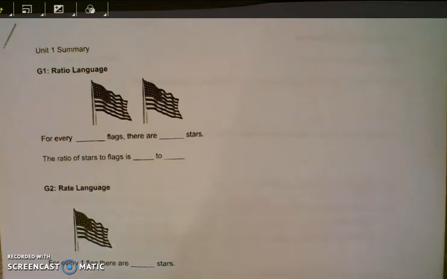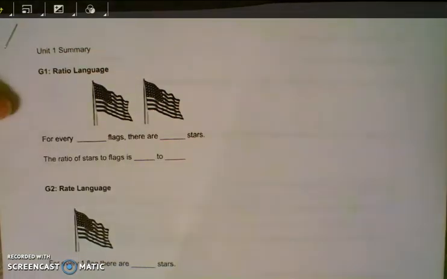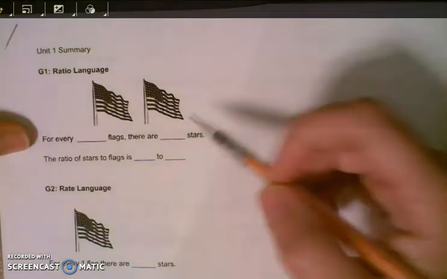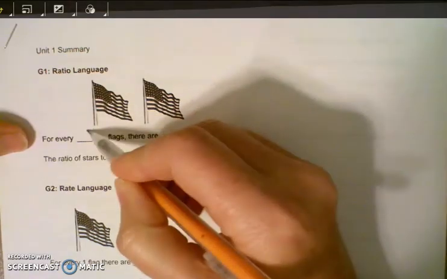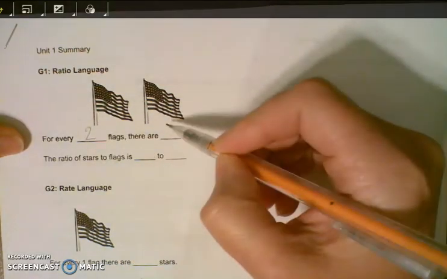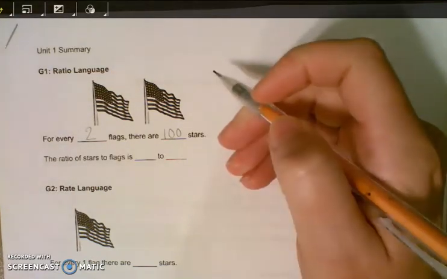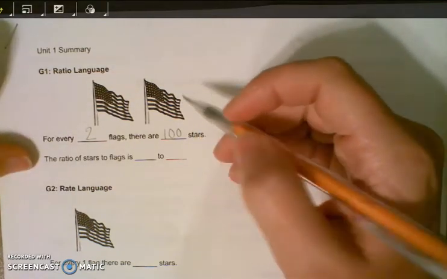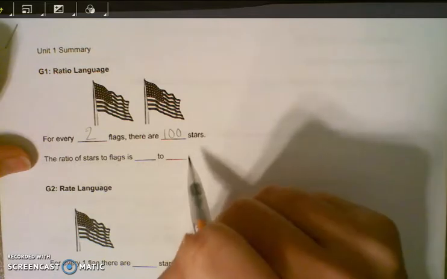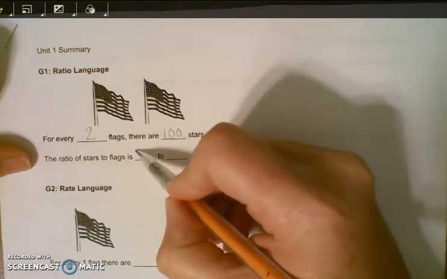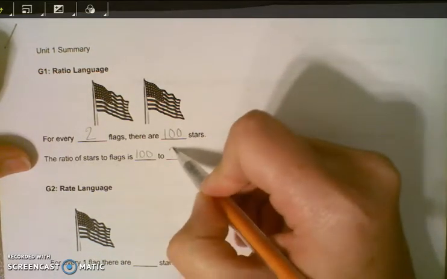It says for every blank flags, there are blank stars. So we started off working with ratio language and how to use ratio language to make a comparison. I can tell from my picture that for every 2 flags, there are 100 stars. I know that there's 50 on each flag because it's an American flag. I'm not going to count them. The ratio of stars to flags is 100 to 2.